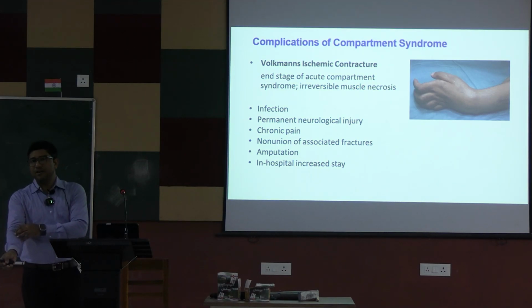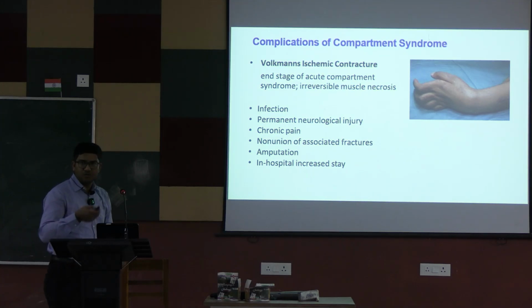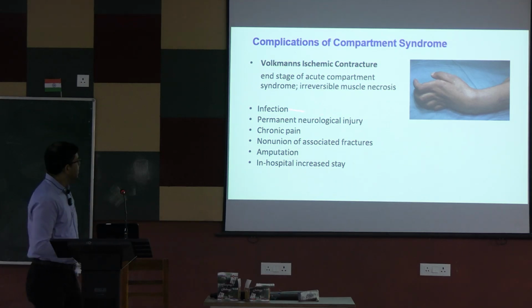After it causes irreversible injury to the muscles, they are replaced by fibrous tissue. The fibrous tissue is not stretchable, so it gives a kind of deformity. This is called Volkmann ischemic contracture. So there is a different class, maybe in a clinical scenario, we see this kind of patient.